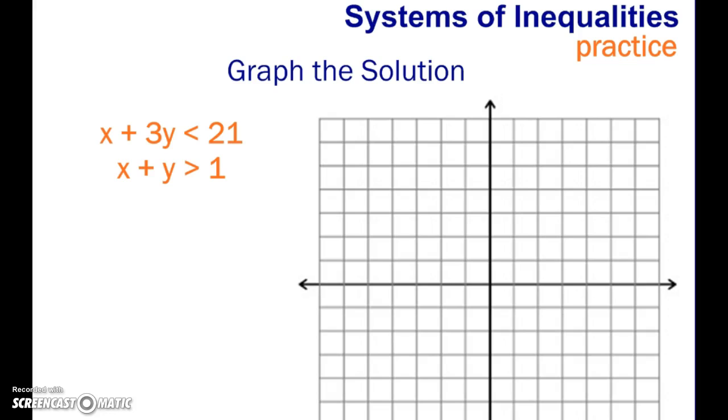X plus 3y. I'm going to have to rewrite that. So let's see here. It's going to be 3y is less than negative x plus 21. I have to divide by 3. My sign does not change. That's a 1 right there. Plus 21 divided by 3 is 7.